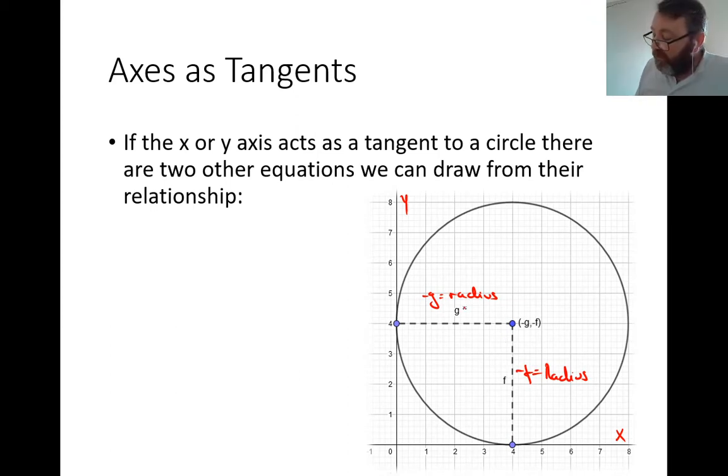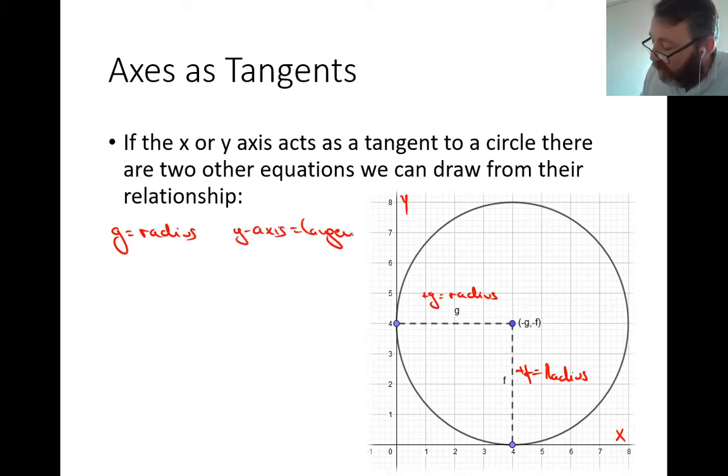Now, let's take both of these. Let's take the fact that minus g, or g in this case, because distance can't be negative, that's why we say g here. So g equals the radius whenever the y-axis is a tangent. Now let's see what happens. If g is the radius, then we can replace the word radius with the formula for a radius. In the general form of the equation, it's the square root of g squared plus f squared minus c.